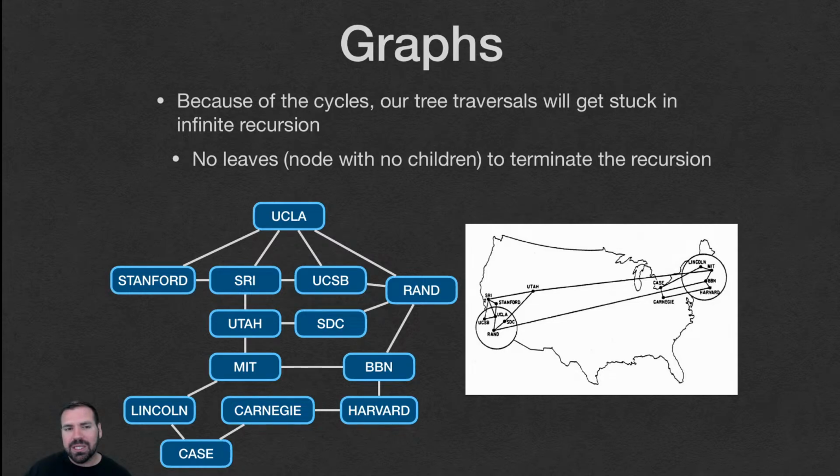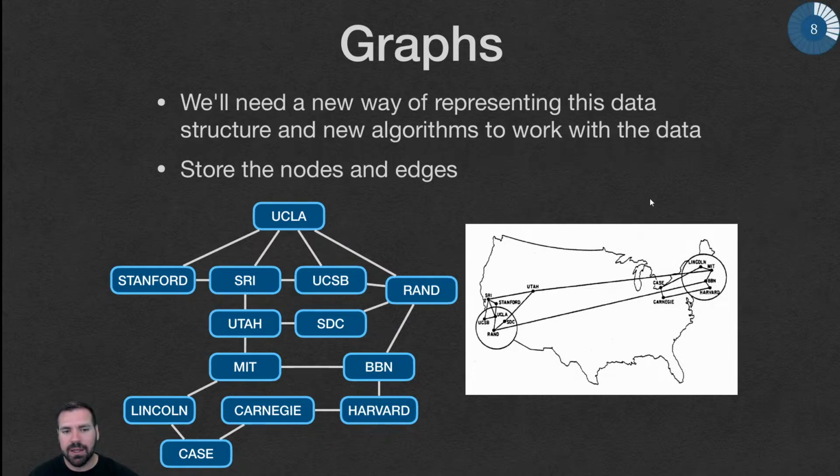So we can't use the same algorithms that we used for trees once we have these cycles, because our tree algorithms did work off of the assumption that we don't have cycles. So now that we have cycles, we've got to rewrite our algorithms and work with new algorithms to work with our new form of data. There's no if null in this because every node is connected to other nodes.